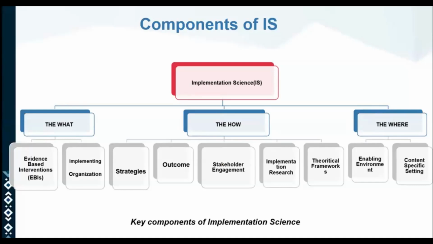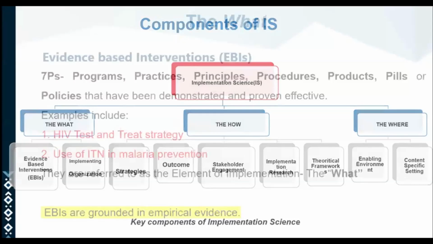And when we talk about the where, it is basically the context or the setting in which the intervention is being implemented. The major characteristic of the where is that it has to be an enabling environment where the people support the implementation of that project. And also it has the available resources to be able to maintain the implementation of that project. So breaking down all of these components, we're going to be looking at them individually, beginning with the what.